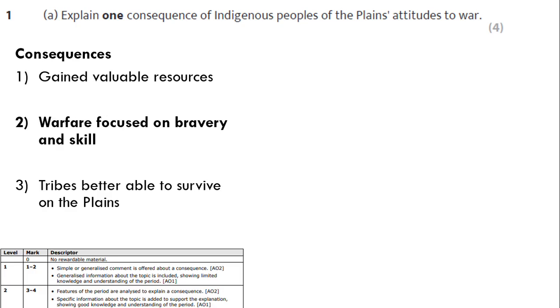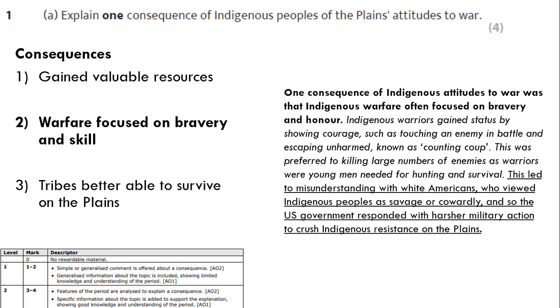Our second consequence then is that warfare ended up focusing on bravery and skill. As a reminder, it's explain one consequence. You only have to write about one of these. I'm just providing you with multiple options you could go for.